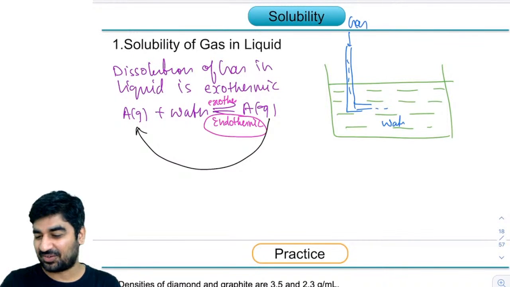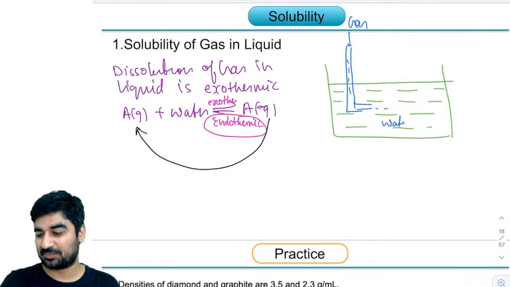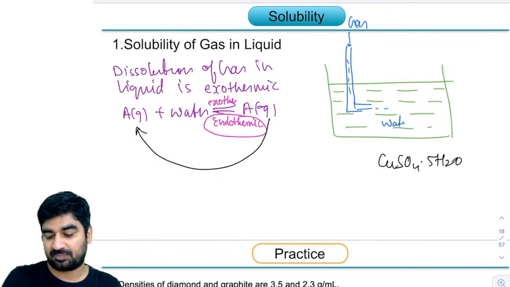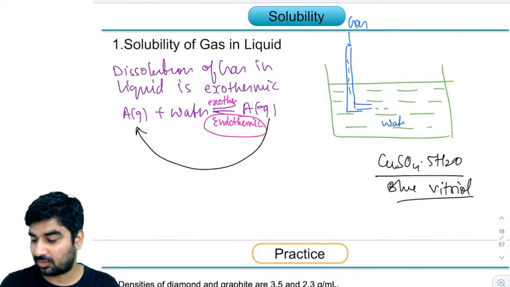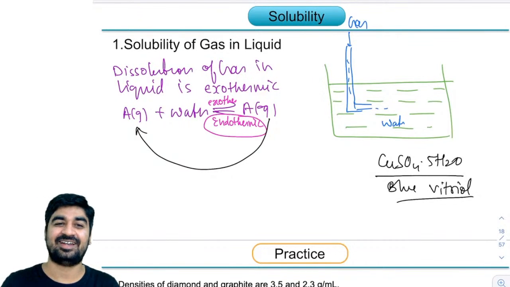What is vitriol? You can Google it easily. Right now I'm not teaching vitriol, but actually it is blue vitriol. We call it CuSO4.5H2O. This is called blue vitriol. Got it?